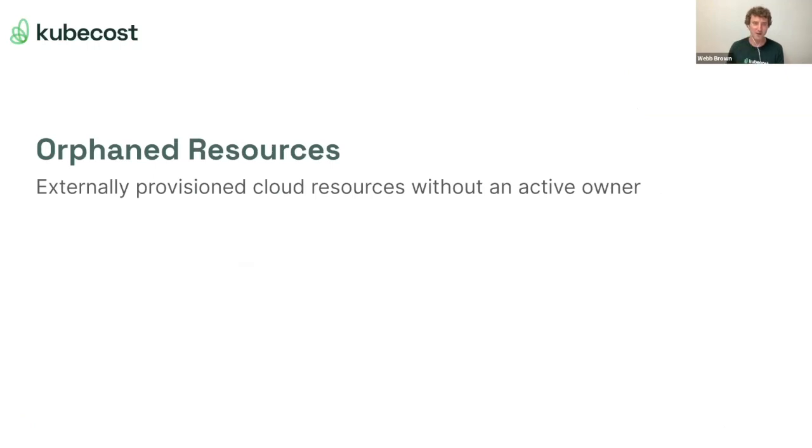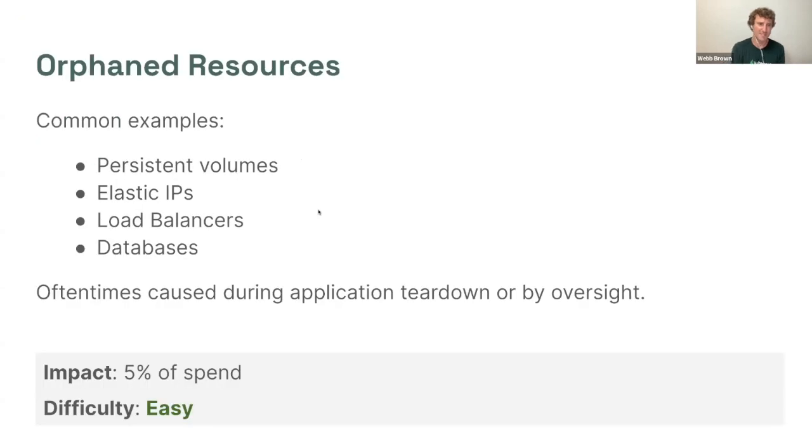So optimization opportunity or anti-pattern number 1 is this notion of orphan resources. These are cloud resources that are externally provisioned that do not currently have an active owner, and therefore it is near impossible for them to actually be delivering value because they're not connected to any sort of application. Common examples would be persistent volumes, external IPs, load balancers, et cetera.